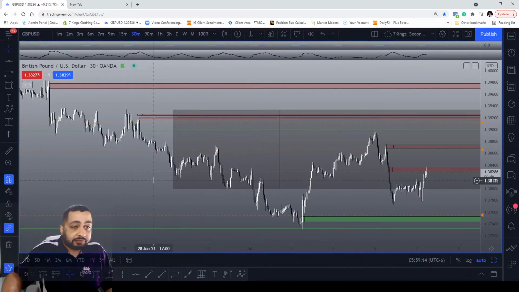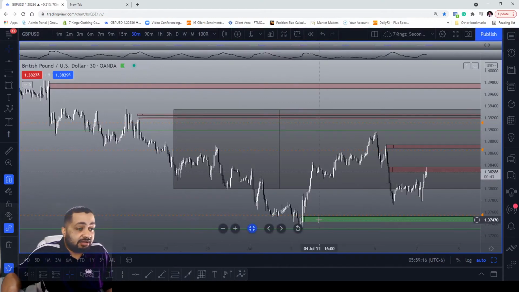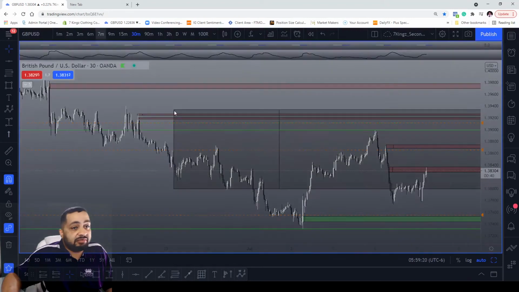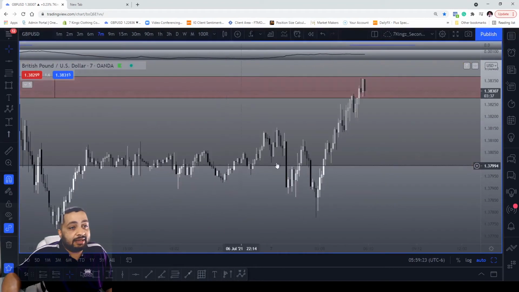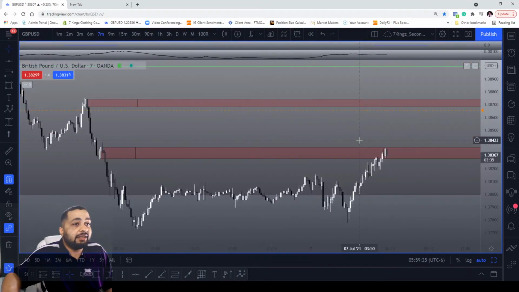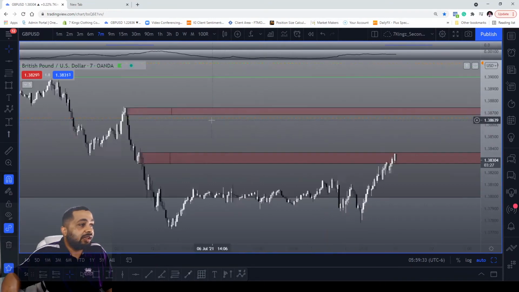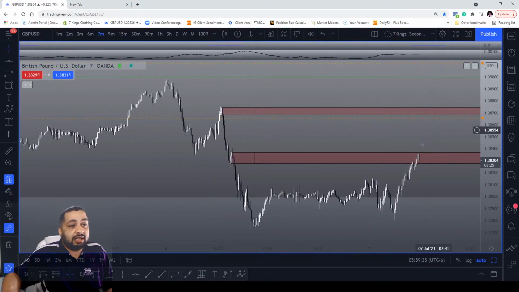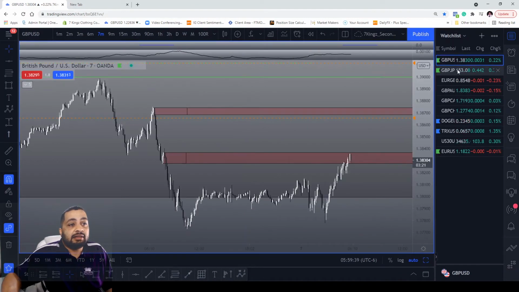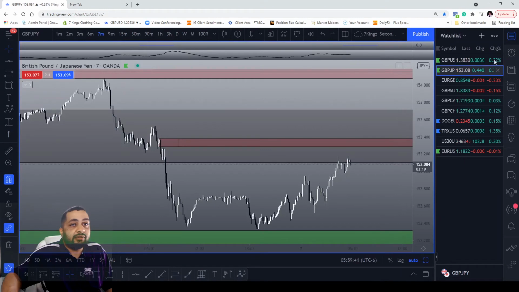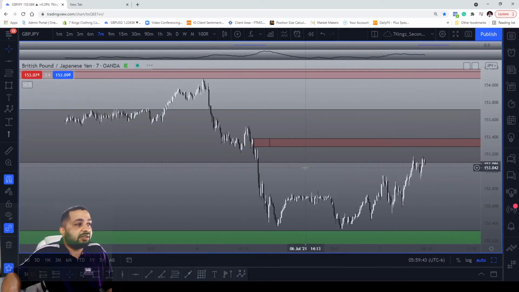So anyway, these are our zones on GU. Again, let's get back to our 7-minute chart. Looks like we got a little something going here, so we may have to wrap this video up a little sooner than we expected. But these are the zones that we're looking at to get something off of tonight. And then if we go to GU, we see something similar.